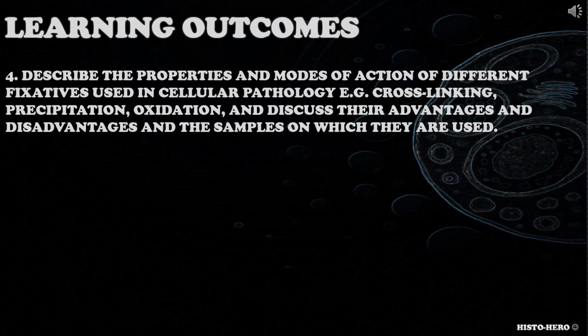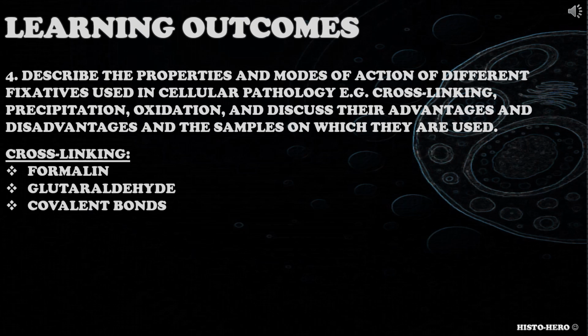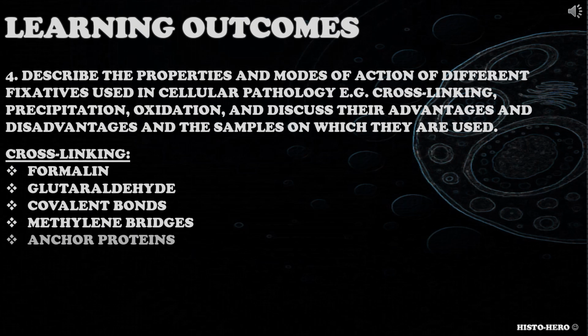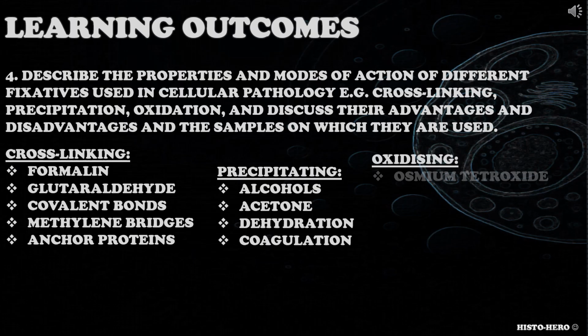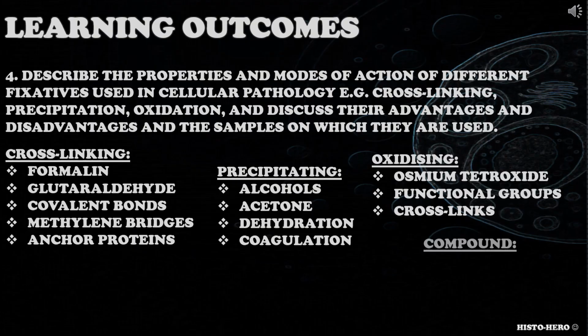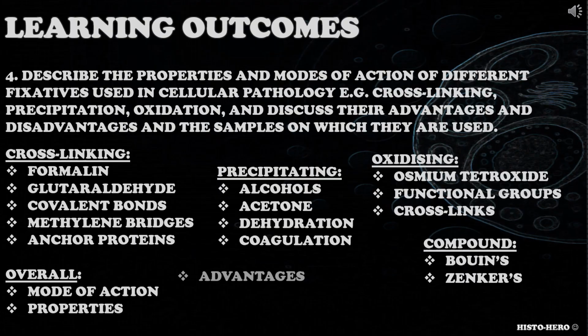Candidate could consider cross-linking fixatives like formalin or glutaraldehyde, covalent bonds and methylene bridges formation, anchor proteins. Precipitating fixatives like alcohols or acetone, dehydration, coagulation. Oxidizing fixatives like osmium tetroxide, functional groups and cross-links. Compound fixatives like Bouin's or Zenker's fixatives. Overall, their mode of action, properties, their advantages and disadvantages, sample types they are used and so on.